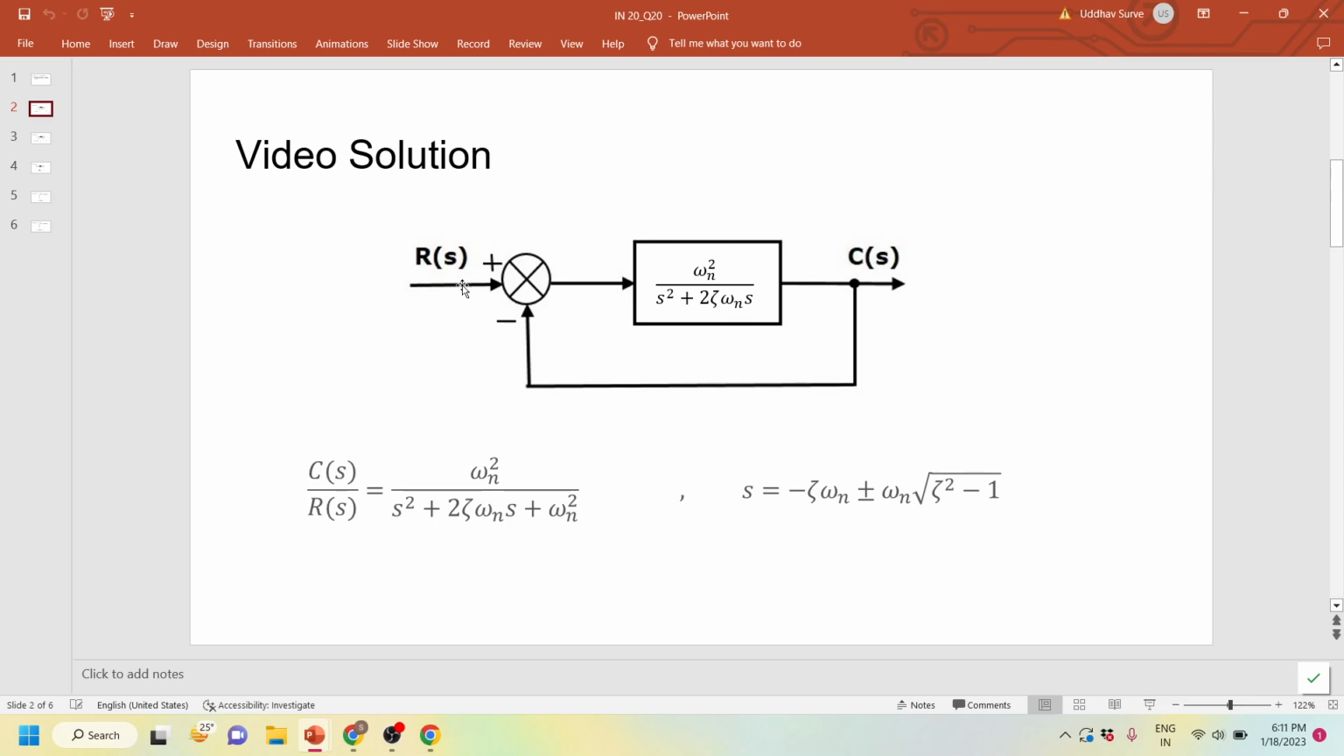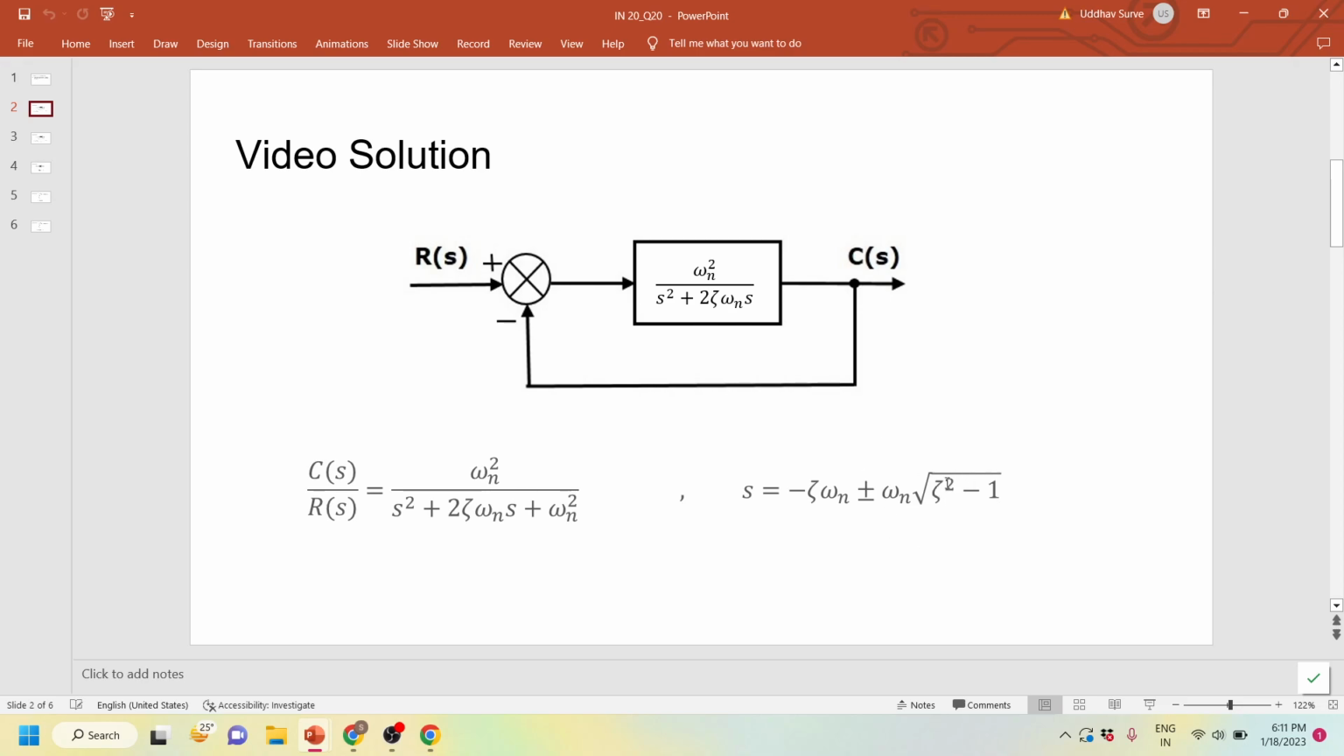So this is the typical second order system where the open loop transfer function is omega n square upon s square plus 2 zeta omega n s, and when we close it with a negative feedback, C of s upon R of s comes out to be omega n square upon s square plus 2 zeta omega n s plus omega n square, which is shown in the bottom left. So when we take roots of this denominator, we get roots as s is equal to minus zeta omega n plus minus omega n root of zeta square minus 1.